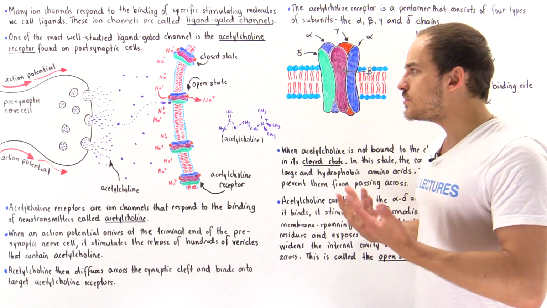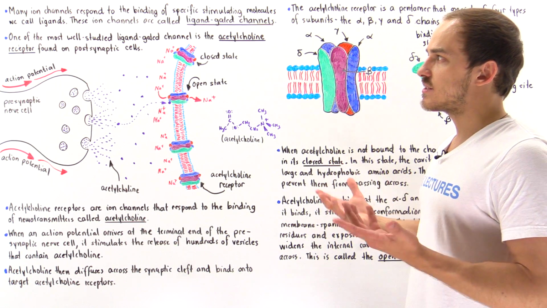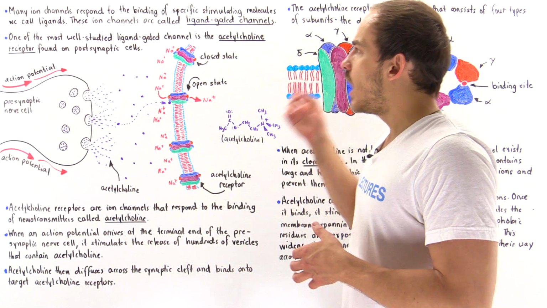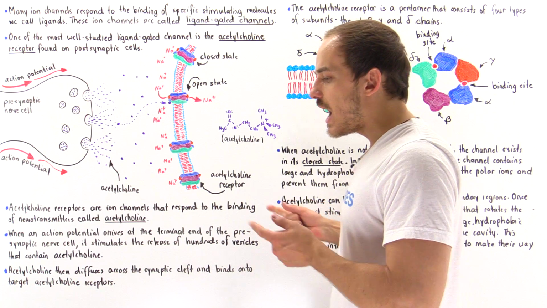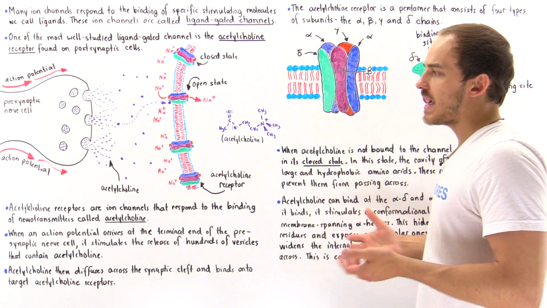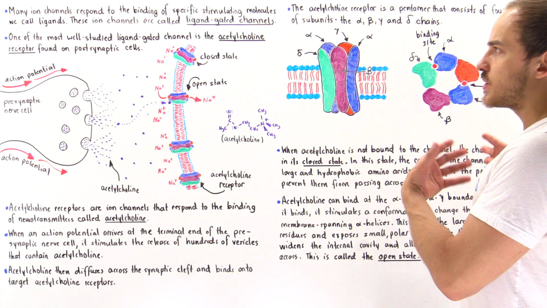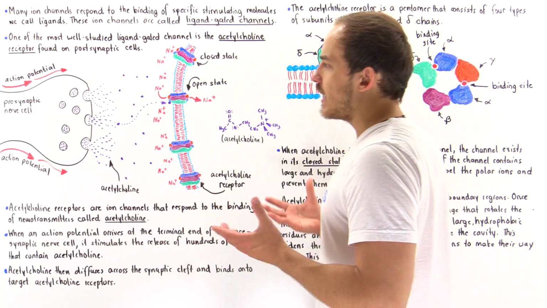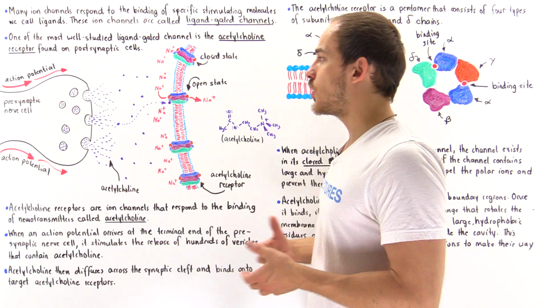Now, to demonstrate these ligand-gated channels and how they work, we're going to discuss one of the most well-studied ligand-gated ion channels we call acetylcholine receptors. These are the receptors found on the membranes of postsynaptic cells along neuron pathways. Before we discuss the structure of this particular channel and how it works, let's remember a bit of biology about how action potentials move along neurons.